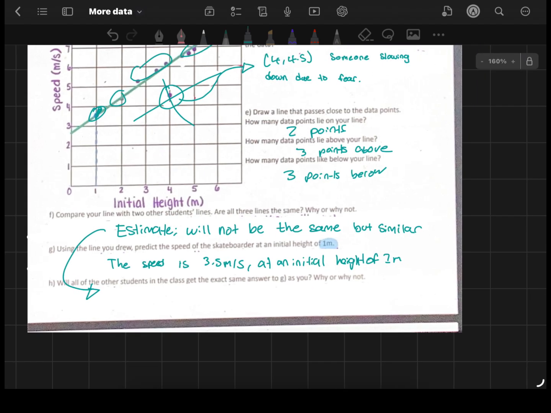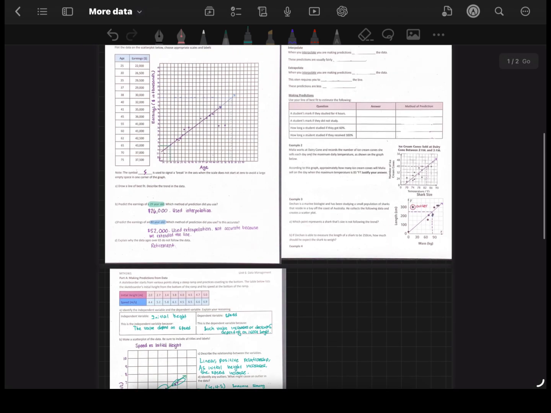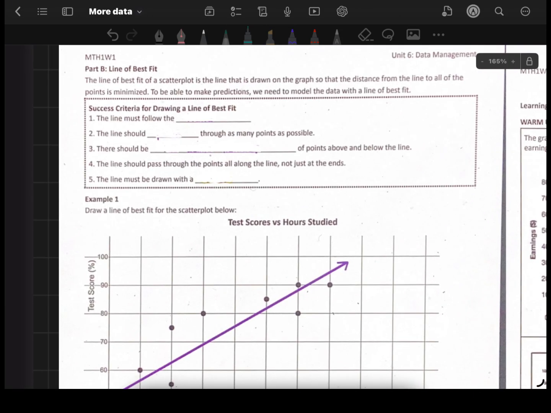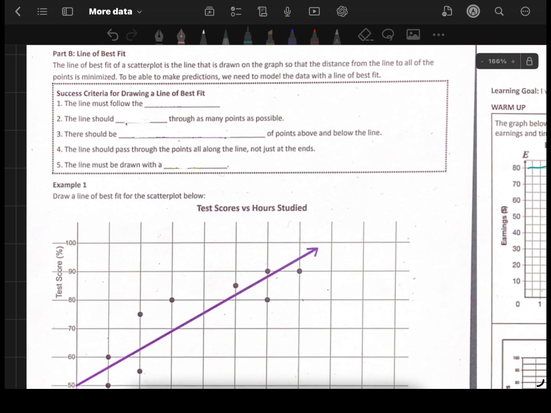So now, we're gonna do some more line of best fit. I kind of want to talk right here. We're gonna do some definitions. So how do you get the line of best fit? Well, the line, first of all, must follow the overall trend of it. The line should pass through as many points as possible.